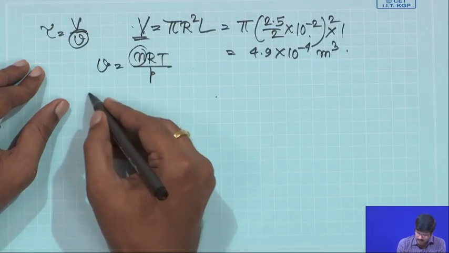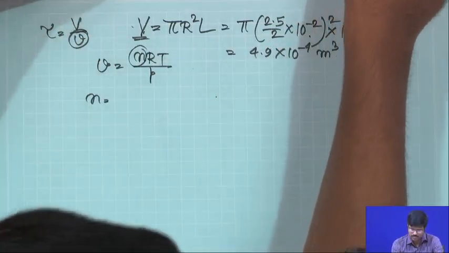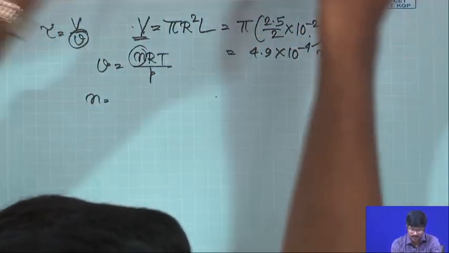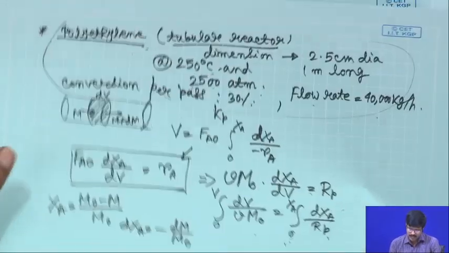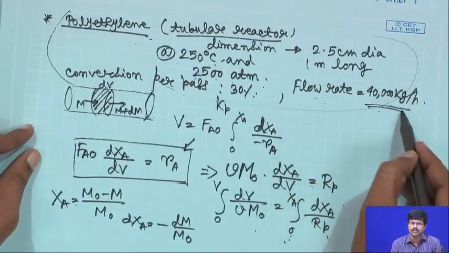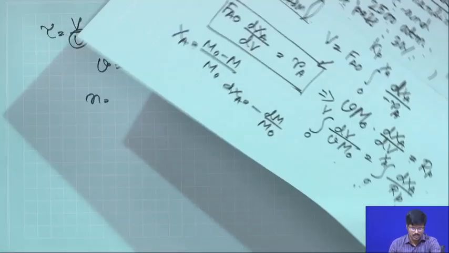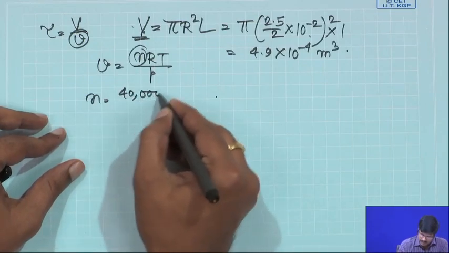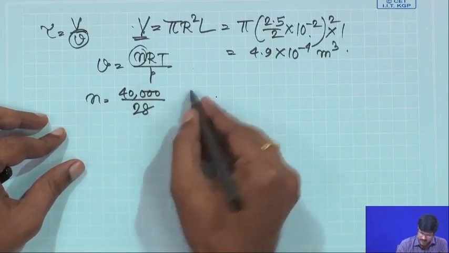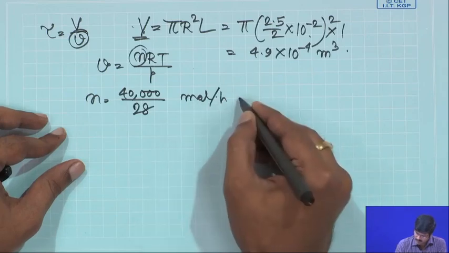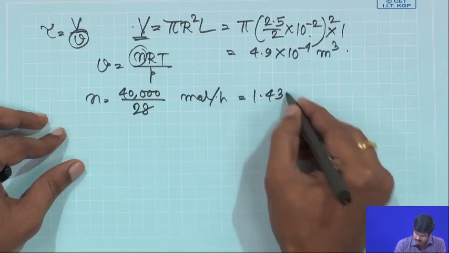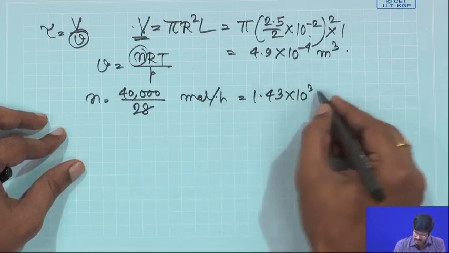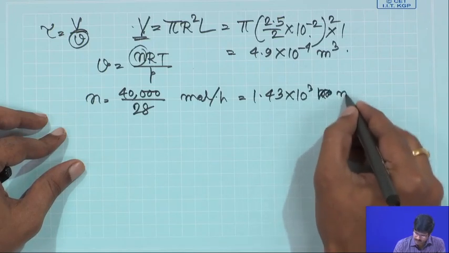Now, n is the number of moles, and the problem mentioned that the flow rate is 40,000 kg per hour. So, if you change that to number of moles, n equals 40,000 divided by the molecular weight. That will be moles per hour, and I have calculated this as 1.43 into 10 to the power 3. This calculation is already done; I am trying to explain the principle to you.